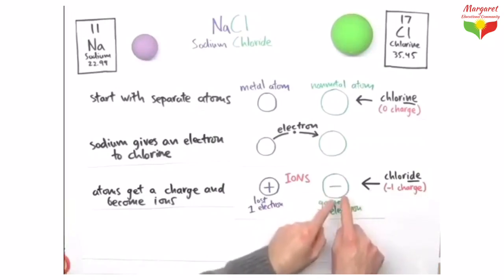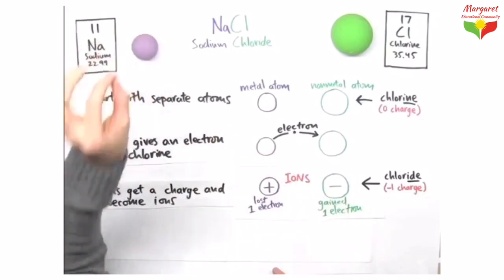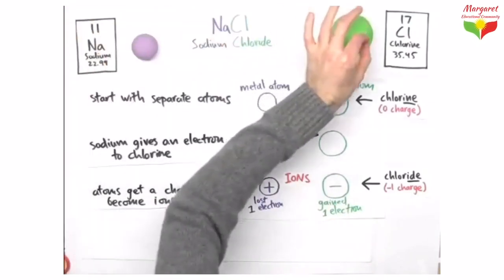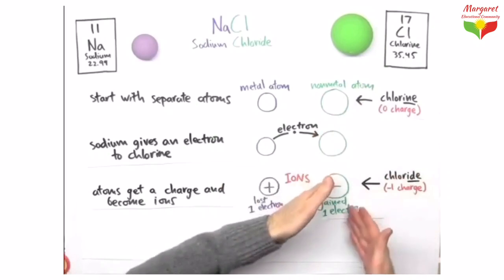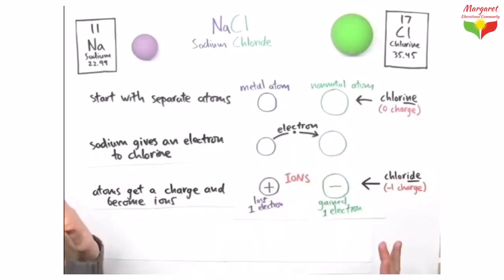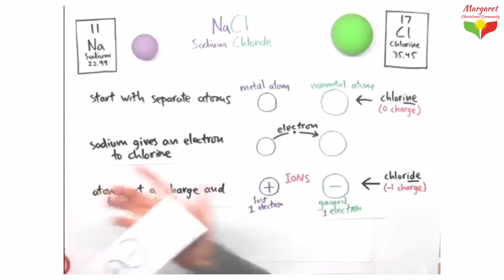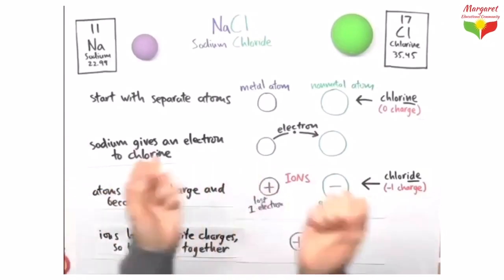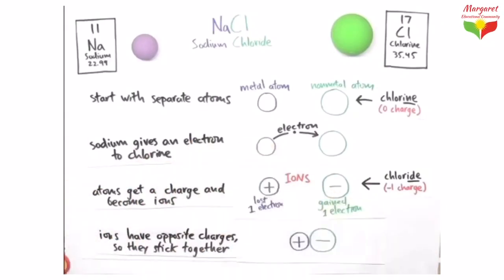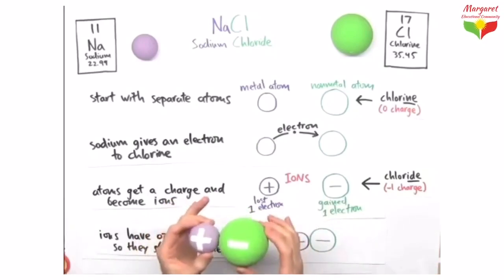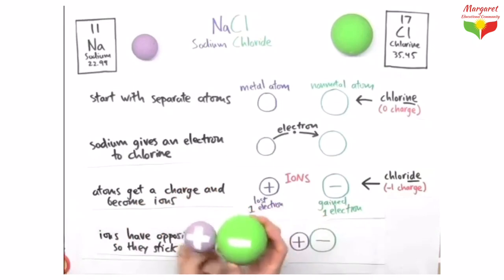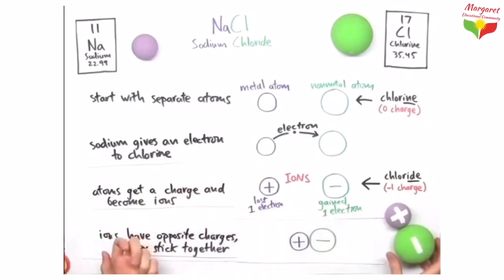And it got that one minus charge because sodium gave one of its electrons to the chlorine, turning it into a negative chloride. A transfer of electrons gives this one a positive charge and this one a negative charge. And what do opposite charges like to do? They like to stick together. And so this is what we end up with: the two atoms glued together because the opposite charges are holding them together.